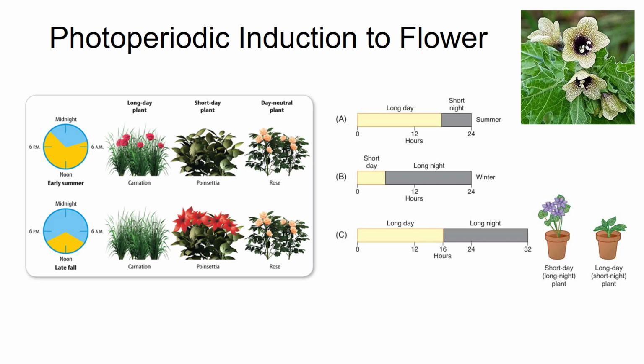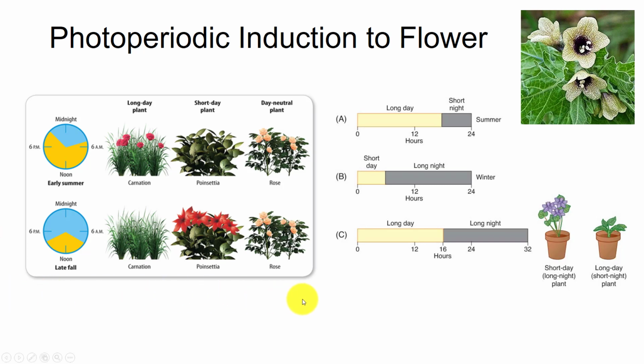To measure day length, the pigment phytochrome detects the presence or absence of light. Night length is actually the critical factor, so a long day plant is in reality a short night plant. Each species has a critical night length. If a short night plant receives nights shorter than this critical length, it flowers.